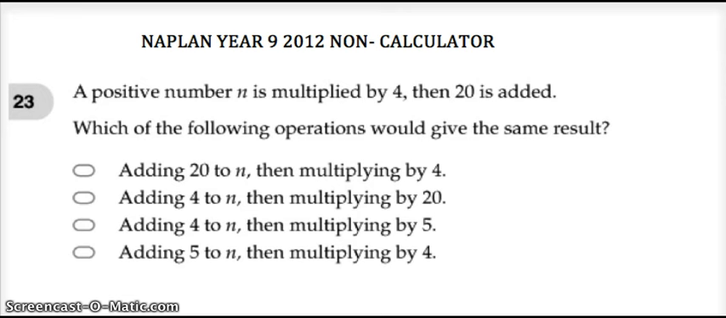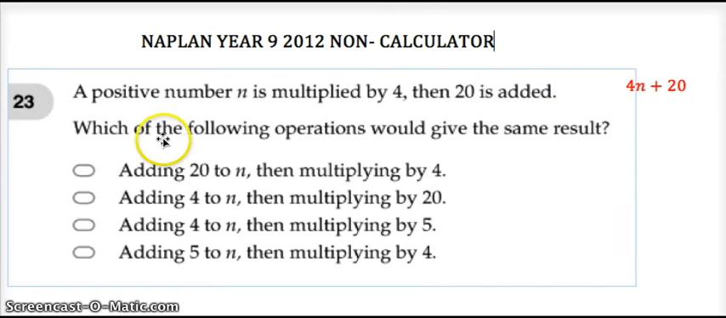Question 23 of the 2012 non-calculator paper. A positive number n is multiplied by 4 and then 20 is added. Now if you multiply n by 4, that's n times 4, or 4 times n, which is 4n, and then we add 20. So that first sentence there is 4n plus 20. Now it says, which of the following operations would give the same result?